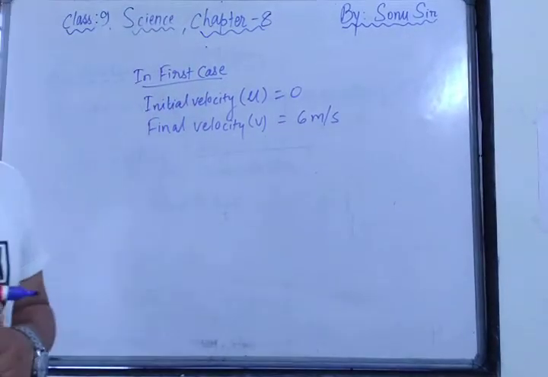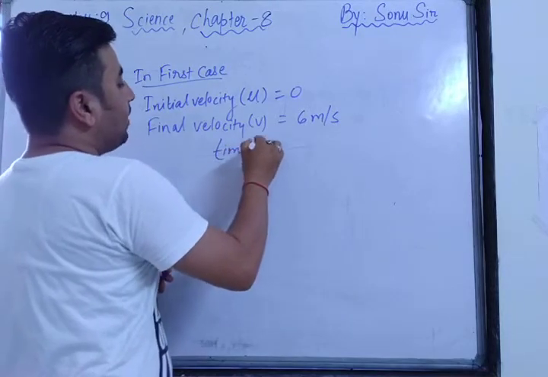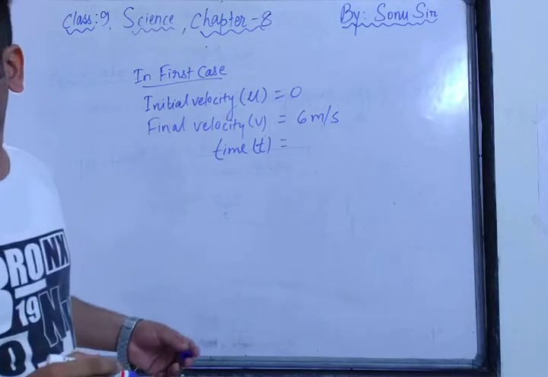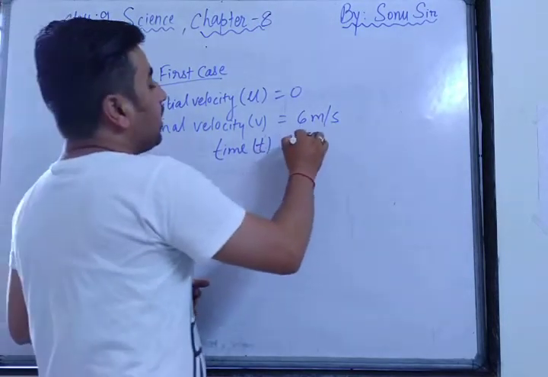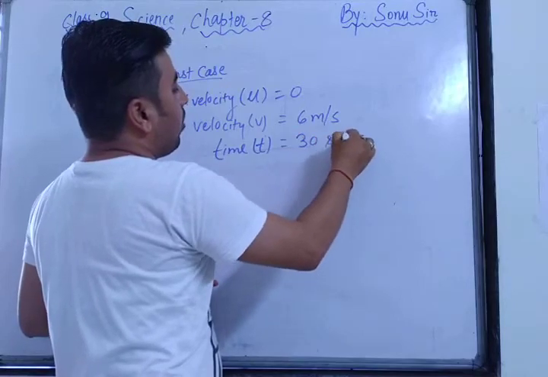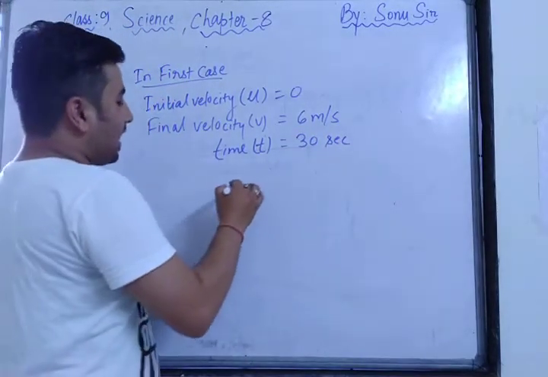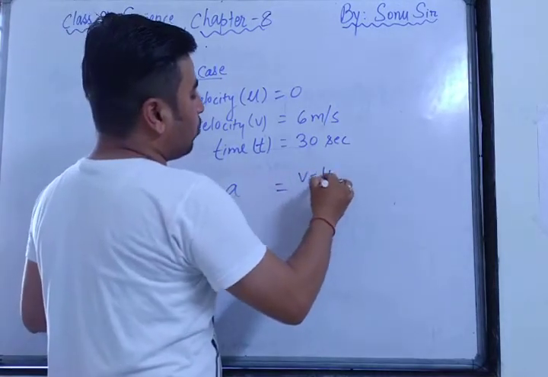And time is denoted by T. So what is the time required? In the first case he required 30 seconds. So now all three things are available. What do you have to calculate? Acceleration. Acceleration is denoted by A. A is equal to V minus U by T.